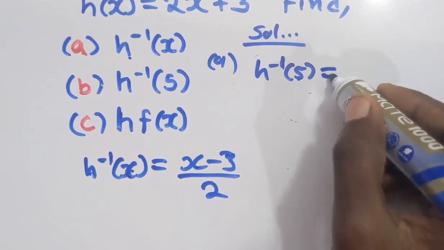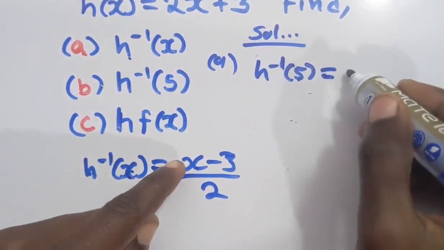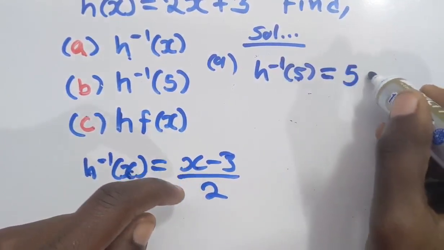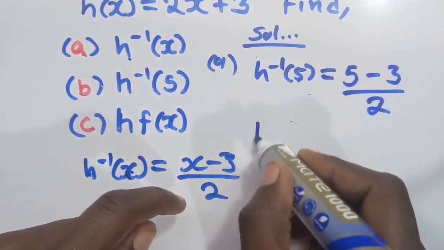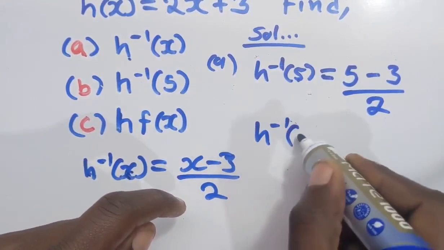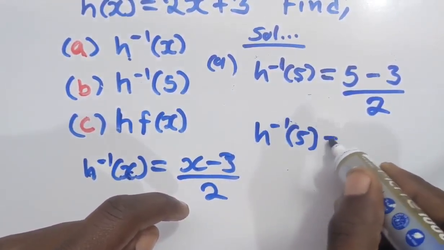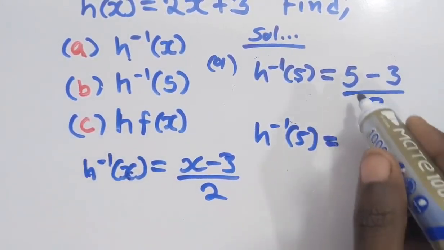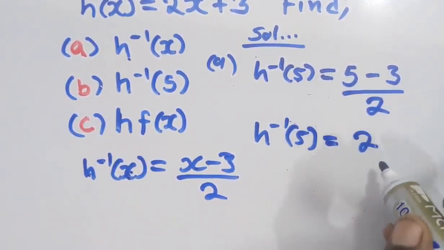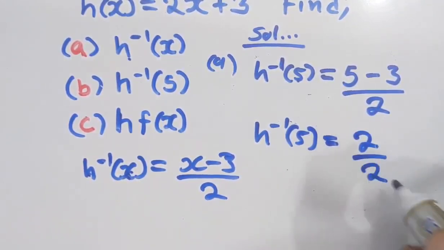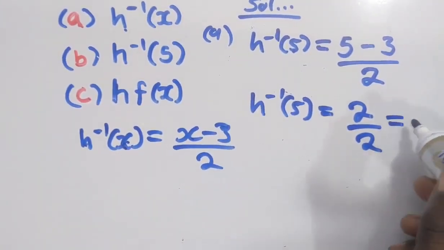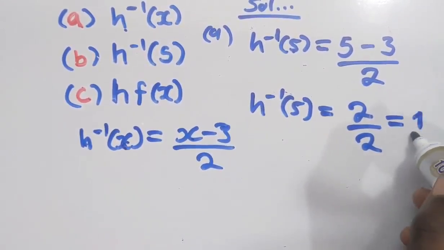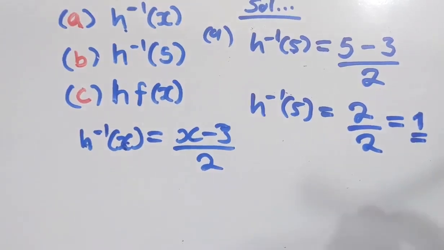So we are going to say equals 5 minus 3 over 2. So h inverse of 5 equals 5 minus 3, which is 2, then 2 over 2, and we are going to have 1. So 1 is actually your answer there.